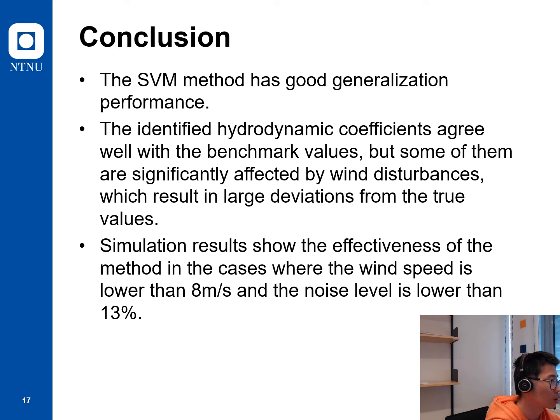And last, we come to the conclusion that the SVM method has good generalization performance, and the identified hydrodynamic coefficients agree well with the benchmark values, but some of them are significantly affected by wind disturbances, which results in large deviations from the true values. Simulation results show the effectiveness of the method in the cases where the wind speed is lower than 8 meters per second and the noise level is lower than 30%.